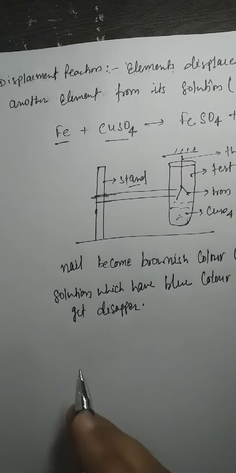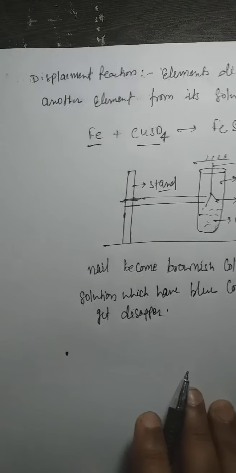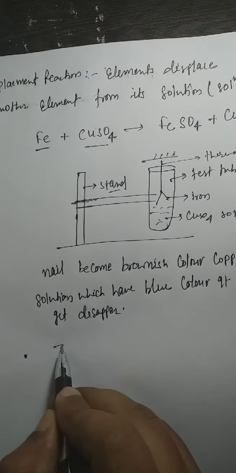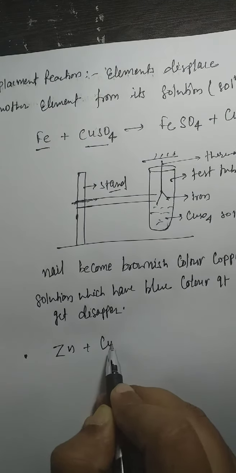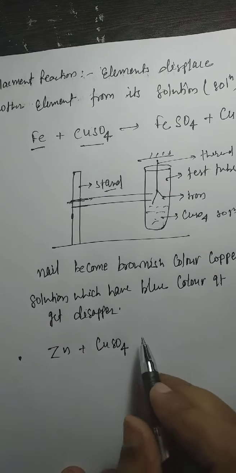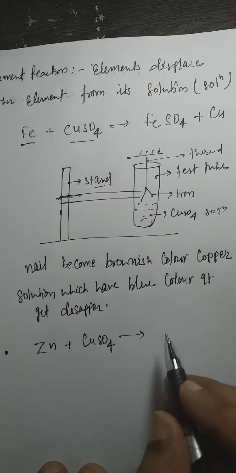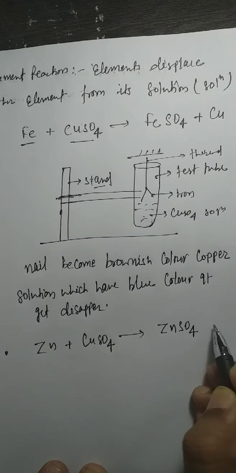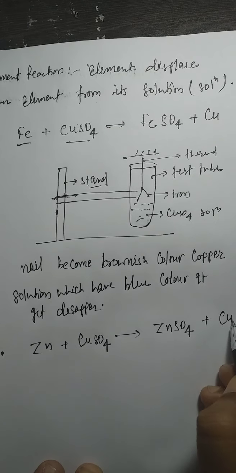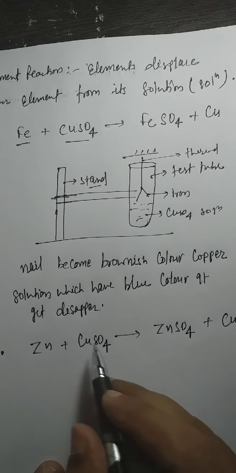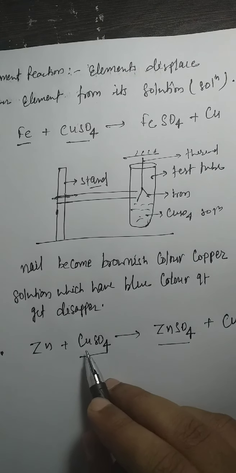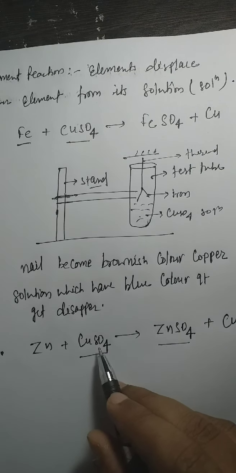We have another example of this reaction. Here we react zinc with CuSO4 solution, the same type of thing. Again copper is displaced by zinc, so we get the compound ZnSO4 plus copper comes out. This is copper sulfate solution and this is zinc sulfate. Again copper is displaced by zinc, so this is also an example of displacement reaction.